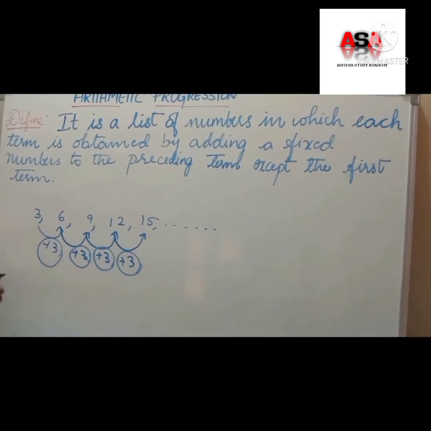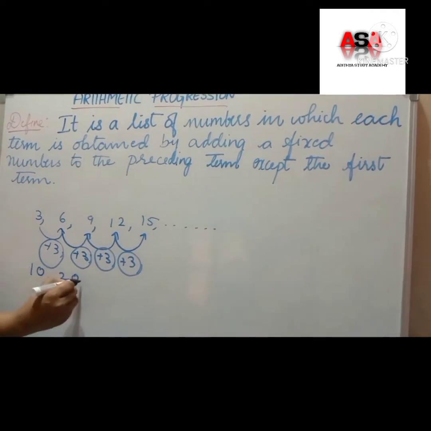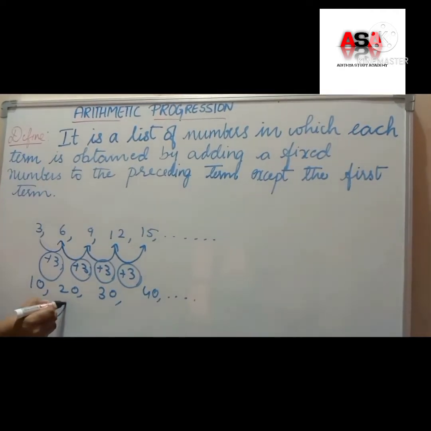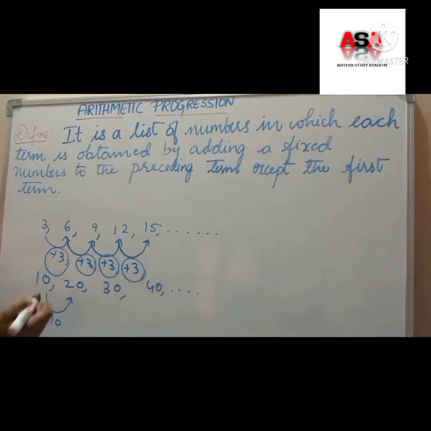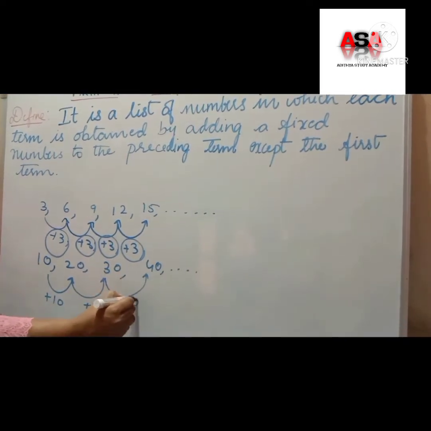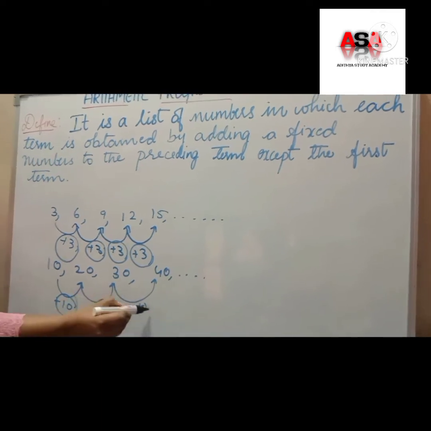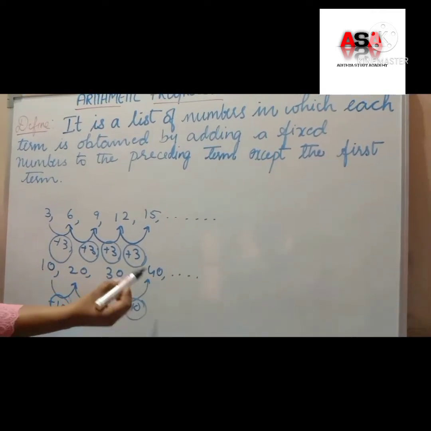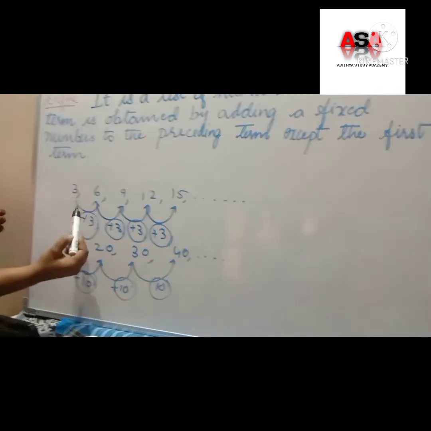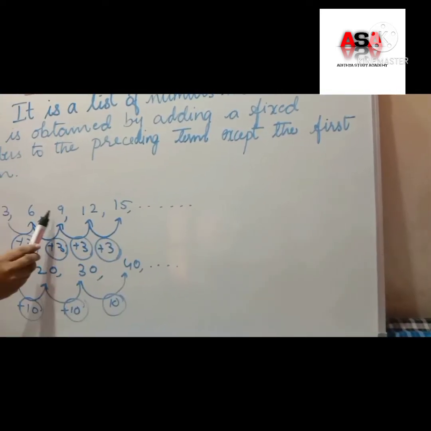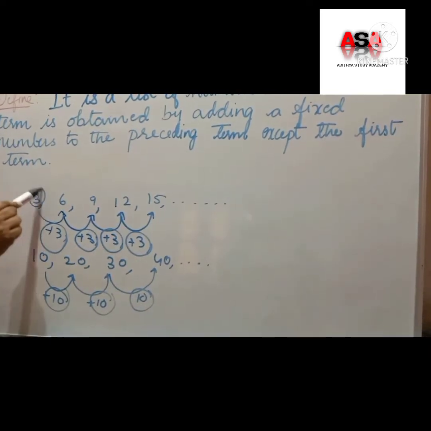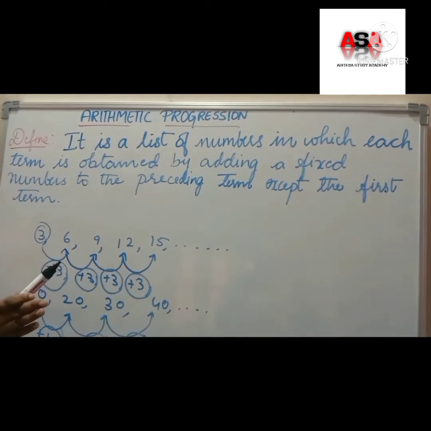Let me give you one more example: 10, 20, 30, 40 and so on. Here you can easily tell, right? If to 10 I add 10, you get 20. To 20 if I add 10, you get 30. To 30 if I add 10, you get 40. Means the number which I am adding is a fixed number, so I am getting the next number. This series is nothing but an arithmetic progression. Means it is a list of numbers in which each term is obtained by adding a fixed number, except the first term. Okay, this is what the arithmetic progression is.